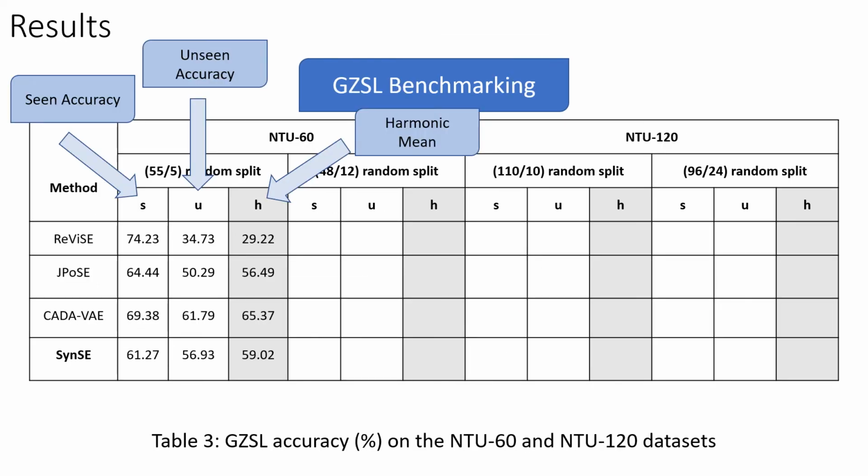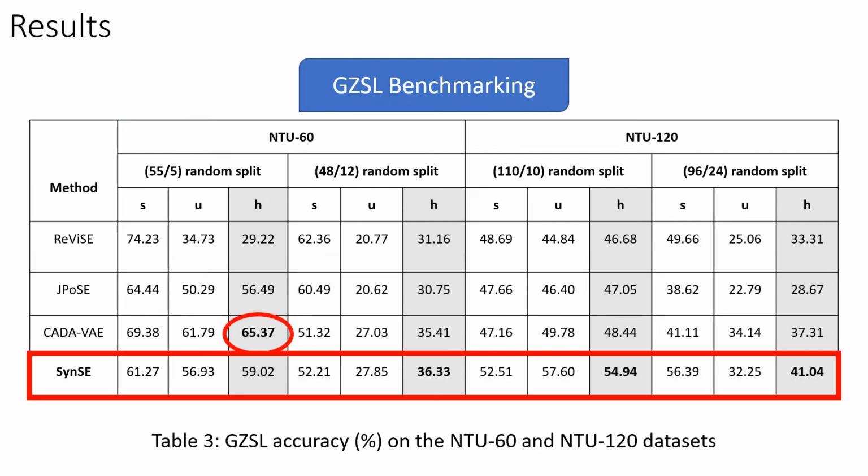Further, we evaluate the performance of all of the models for the task of generalized zero-shot learning. Following standard convention, we report the seen accuracy, the unseen accuracy, and the harmonic mean. A better accuracy on the harmonic scale means better performance as far as the generalized zero-shot learning task is concerned. Following the trend from the zero-shot learning results, CADA-VAE performs better in the 55 by 5 split of the NTU60 dataset. However, Synesse shows an improvement in performance in all of the other splits of the datasets.